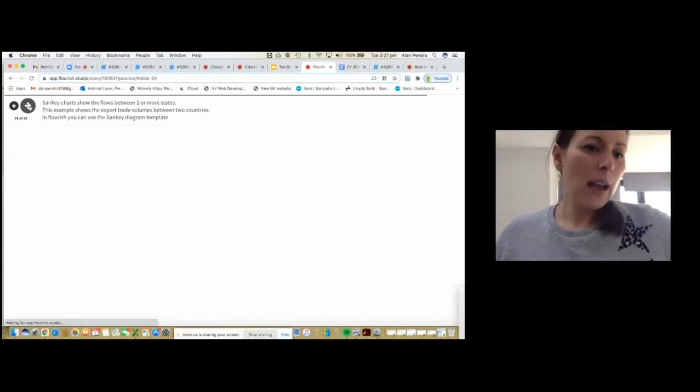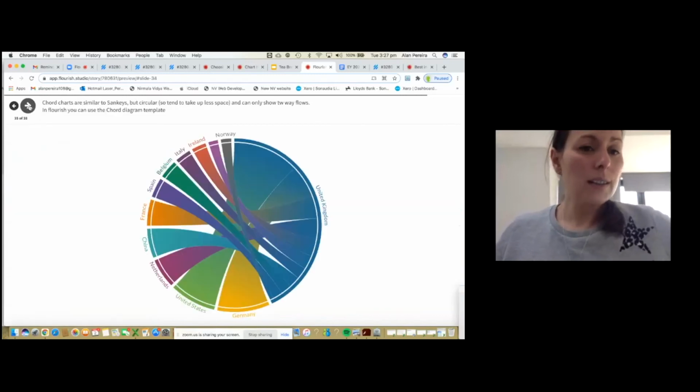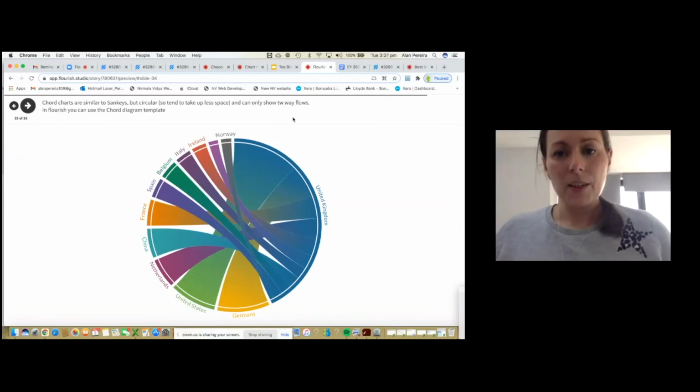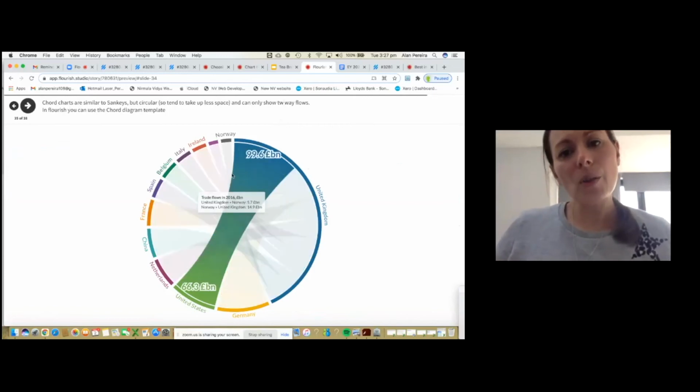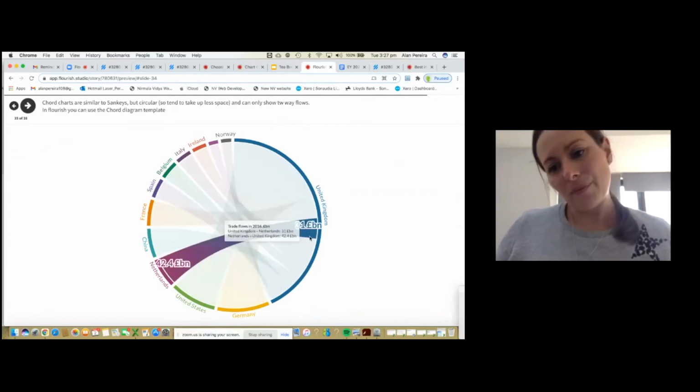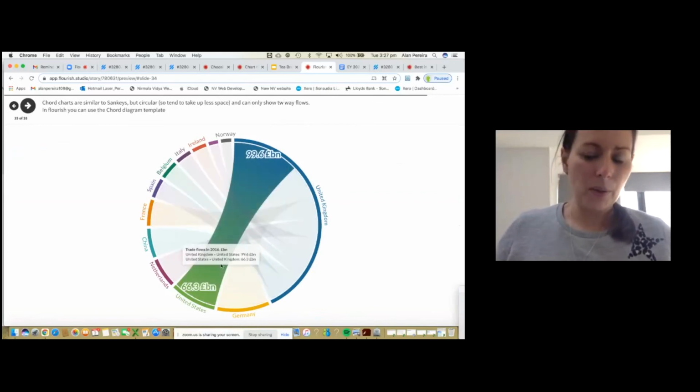You also have the chord template in Flourish, where it's very similar to the Sankey, but it's circular, so it takes up less space, but you are limited to only showing the flows between two things. So the UK with all the component countries.